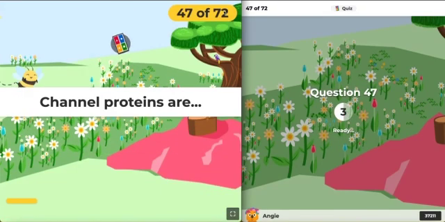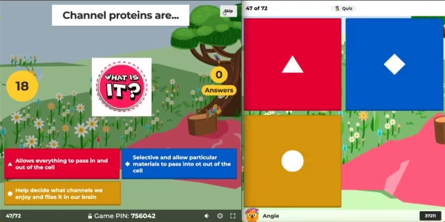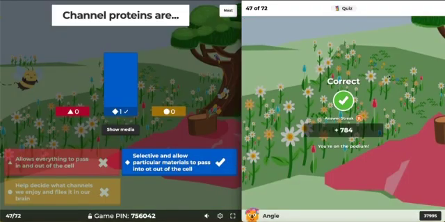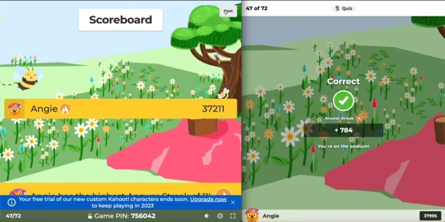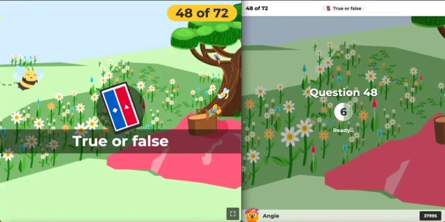Let's move on to channel proteins. Channel proteins, I love channel proteins. They're one of my favorite concepts. They are usually going to be selective and allow particular material to pass through in and out. So you have sodium and potassium channels. You have all kinds of different channels all throughout your body and within your skin and embedded in your cells, your muscles, all the things.